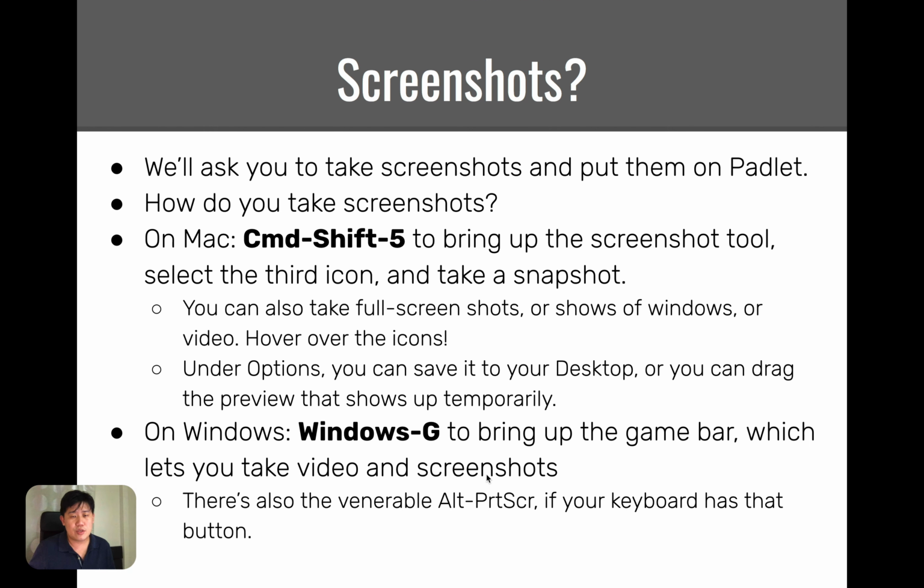In Windows, you can use Windows G to bring up the game bar, which lets you take video and screenshots. That's how all the streamers do stuff, I guess. I have no idea. There's also Alt Print Screen if your keyboard has that button. My keyboard does not have print screen, so I couldn't do that if I wanted to. There's also the snipping tool, which I understand is very similar to that bar I was talking about. If you take screenshots, you can post them to Padlet, you can post them to Discord, you can post them on your profile picture. I don't know why you'd want to.